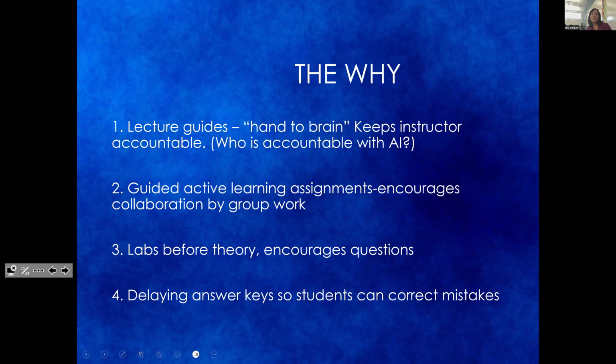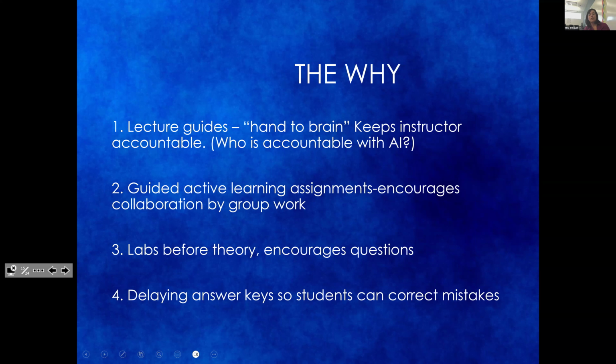Number two, the guided active learning assignments are going to encourage collaborative work. So you have this group work, and all of this is bringing life to thinking. And that's the idea of having these problem solving, basically reconnecting thinking with doing, which is going to hopefully build persistence. You have labs before theory, which is hopefully going to encourage questions. So what we're talking here is engagement, as much engagement as possible.